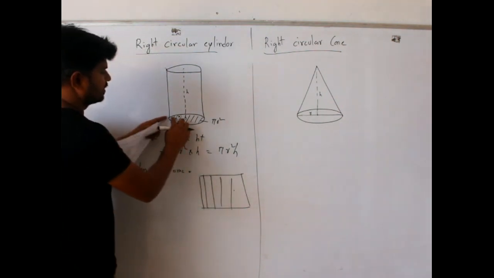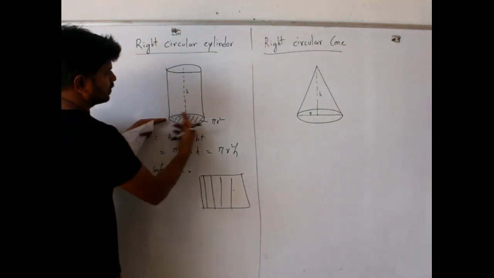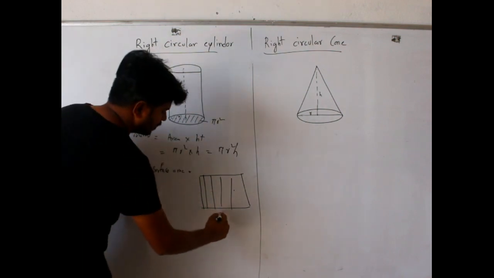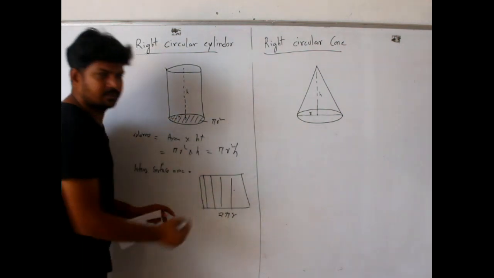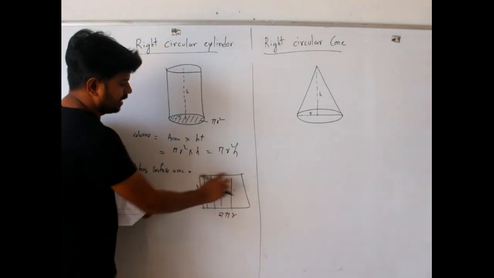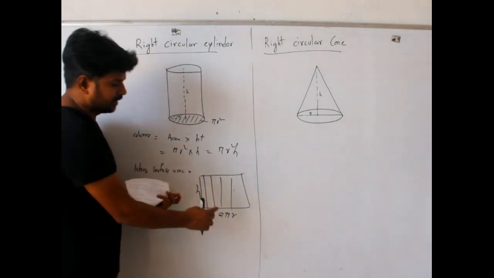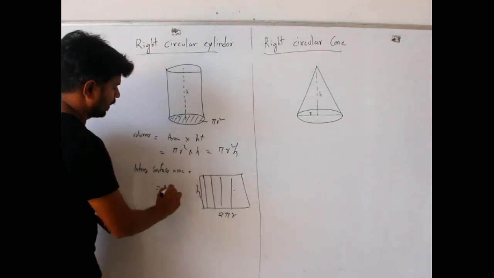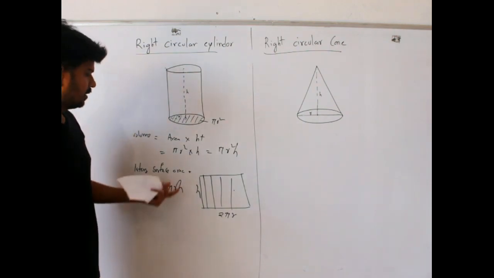Now, as this circle was cut and spread from here to here, the perimeter of the complete circle is 2 pi r. You know this. And this is height h. To find the area of this curved part, it is length into breadth, that is 2 pi r into h, which is equal to 2 pi r h. Okay, this is for later.